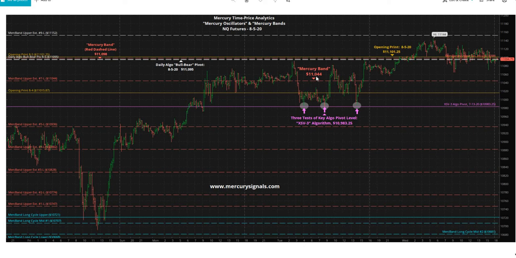Keep that in mind. 11,044 and 10,983. The 5th time in algorithm is not a charm. Well, unless you're already positioned in the direction it's going. Keep that in mind.